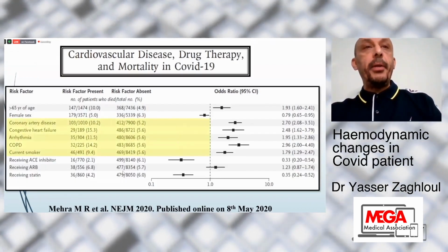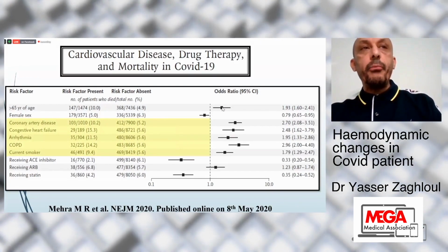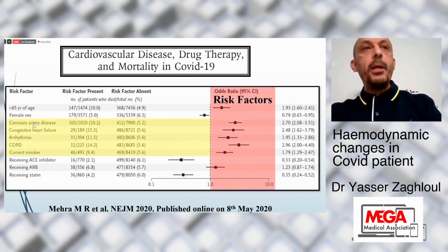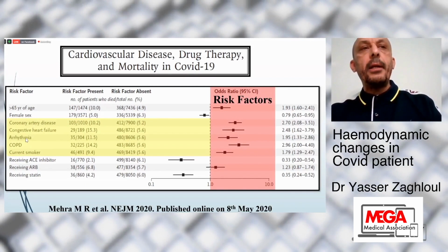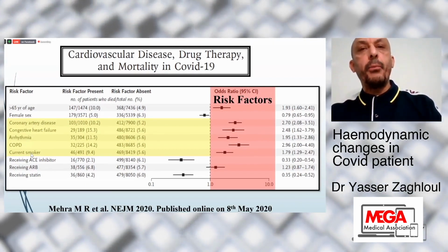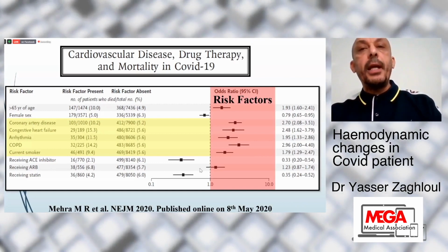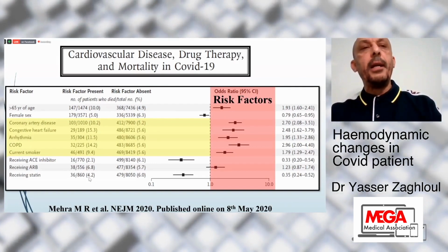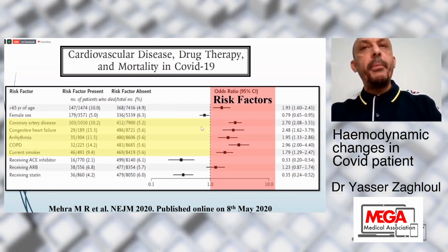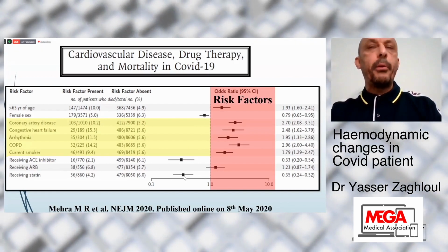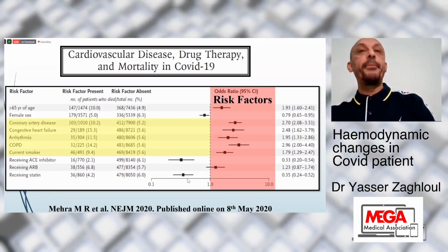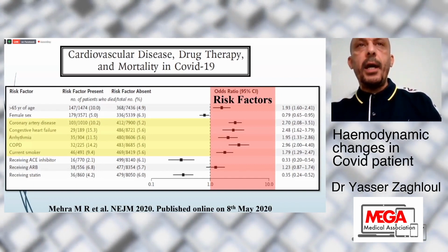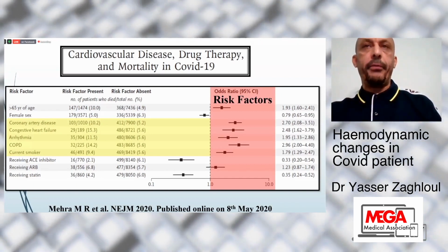Regarding cardiovascular disease and drug therapy, in addition to old age, more than 65 years, these are the risk factors of higher mortality: coronary artery disease, congestive heart failure, arrhythmia, COPD, and current smoker. And also, if the patient is on angiotensin receptor blockers, there may be a higher incidence of mortality. But with ACE inhibitors, no problem. Female patient, no problem. And statin, no problem. Maybe statin is cardioprotective. In short, patients with old age, cardiovascular disease, and respiratory disease have higher cardiovascular mortality in COVID.